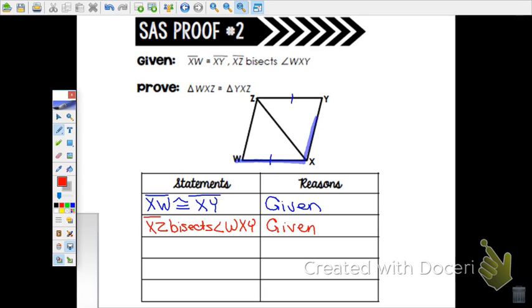I need angles. This angle and this angle are congruent. So angle WXZ is congruent to angle YXZ. And what is my reason? Definition of angle bisector.